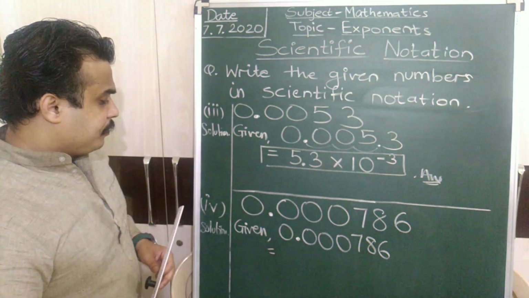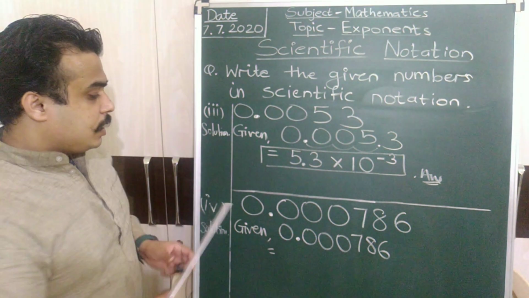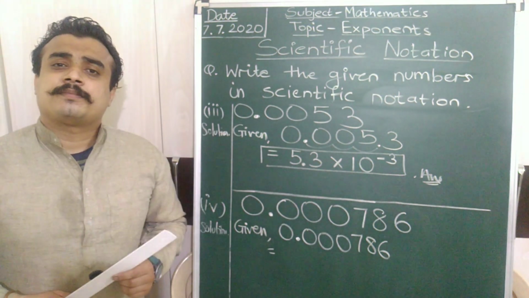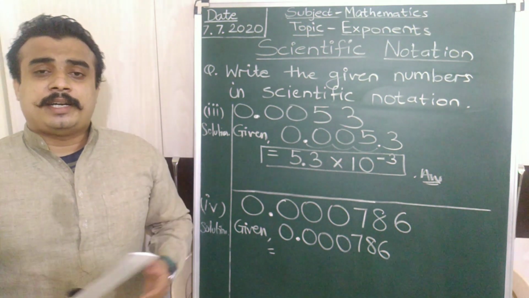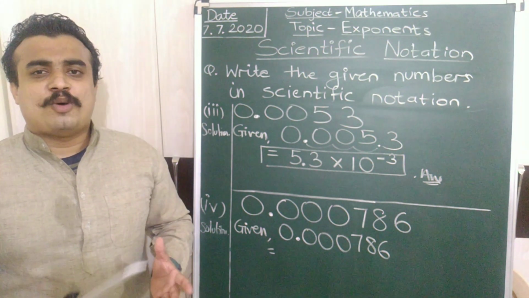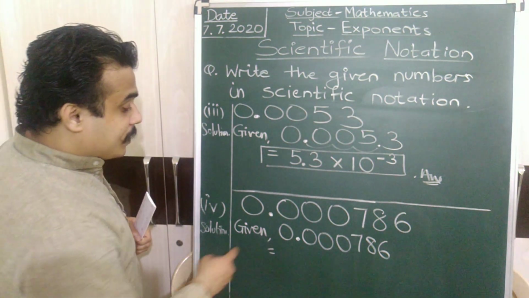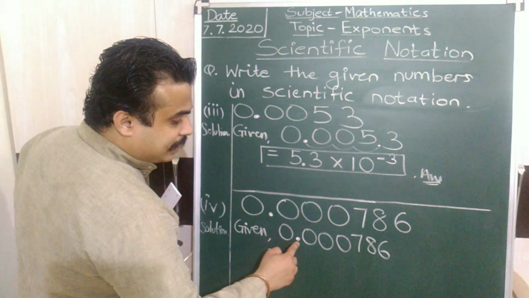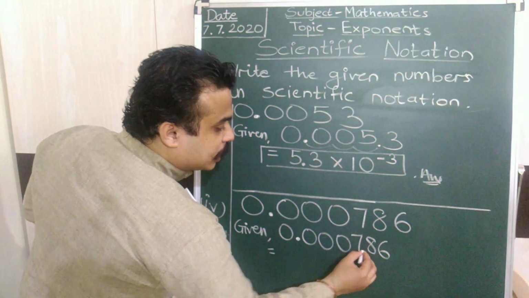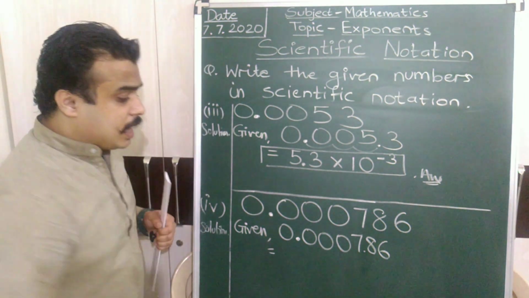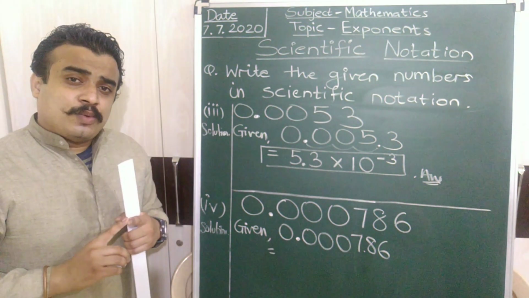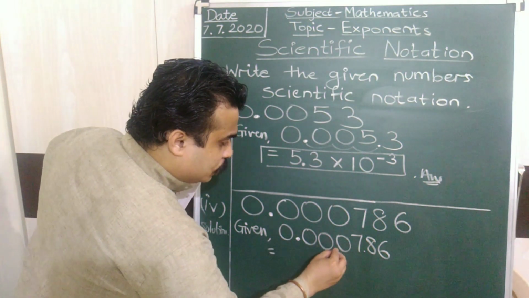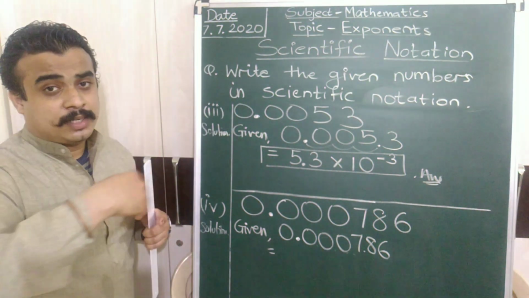So here we have the next sub question as 0.000786. Okay, and we have to write its scientific notation. Let's see how to do it. See, decimal point is here. And we have to bring this decimal point here between 7 and 8. Okay. Now, where do we have to shift? We have to shift towards right. 1, 2, 3, 4. Towards right.